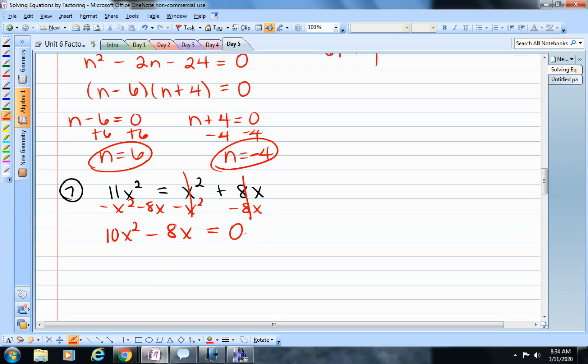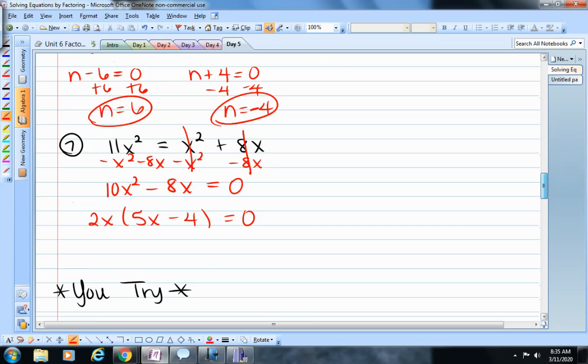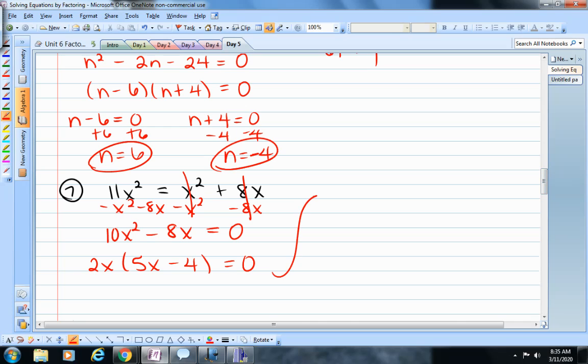All right. So now it's equal to 0. So it's ready to factor. What's the first step to factoring? GCF. What's the GCF between 10x squared and 8x? 2x. And what does that leave me with? 5x minus 4. Very good. Is that factored completely? Yes, because 5x minus 4 is not a difference of squares.